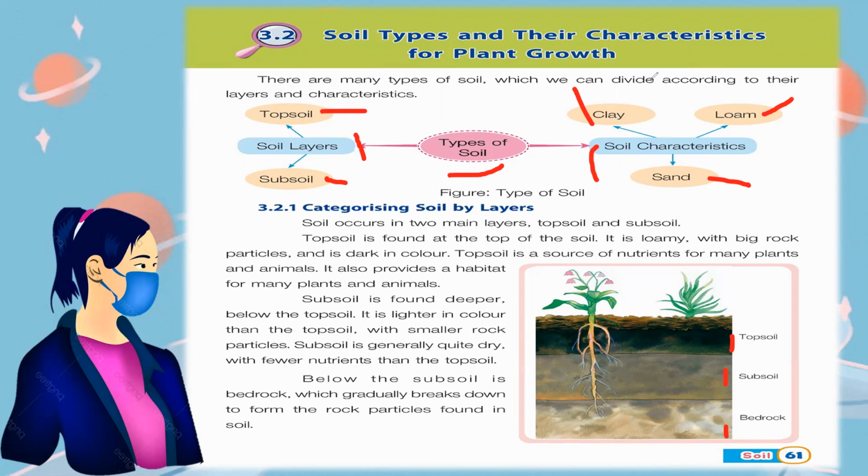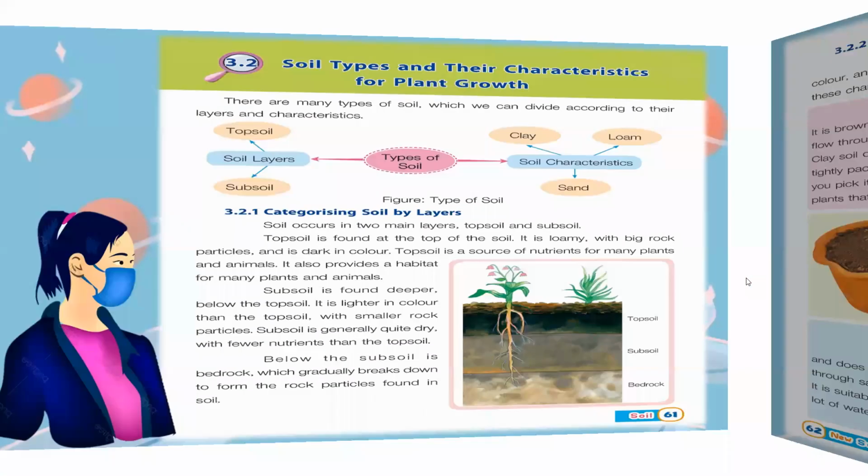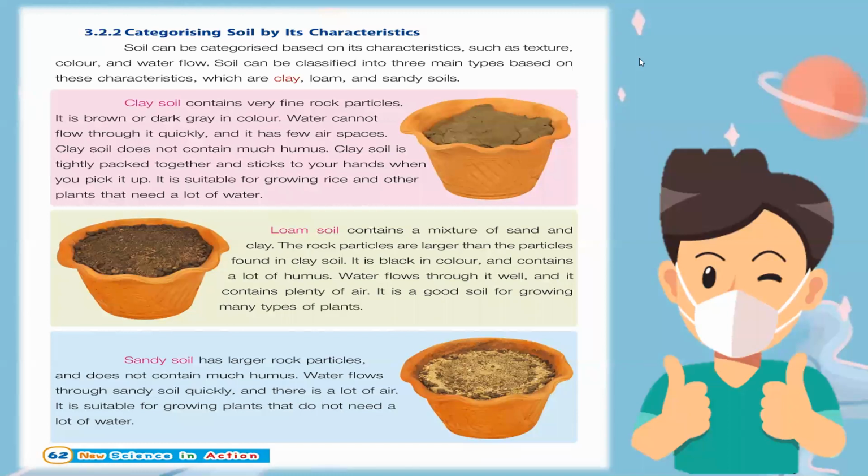Okay, students. Now let's talk about the three different types of soil. You can see here in the picture, the first one we have is clay soil, the second one is loam soil, and the third one is sandy soil. So we are going to learn the characteristics of all these three.